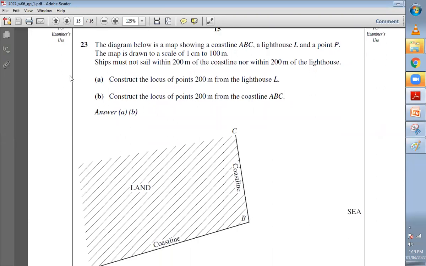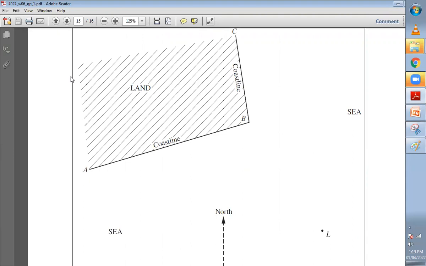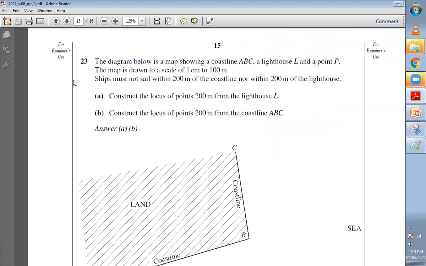A lighthouse L and a point P. That is the lighthouse and that's the point P. The map is drawn to a scale of 1 centimeter to 100 meters. Ships must not sail within 200 meters of the coastline, and nor within 200 meters of the lighthouse.